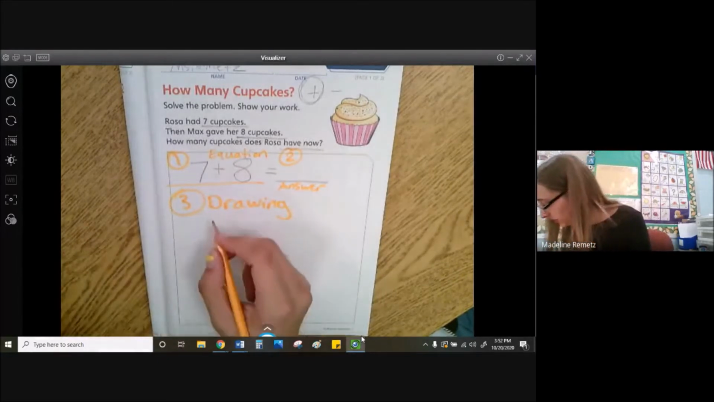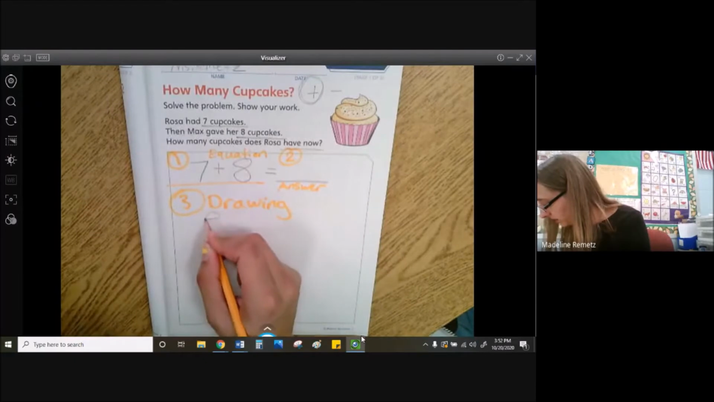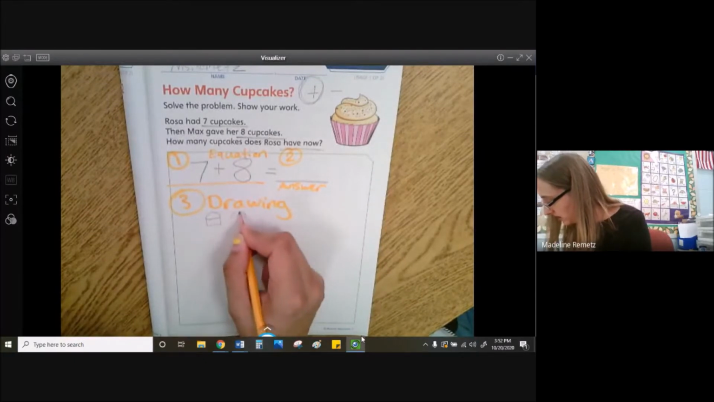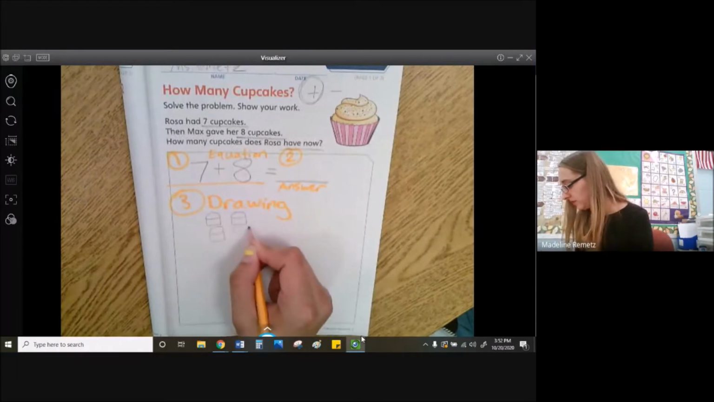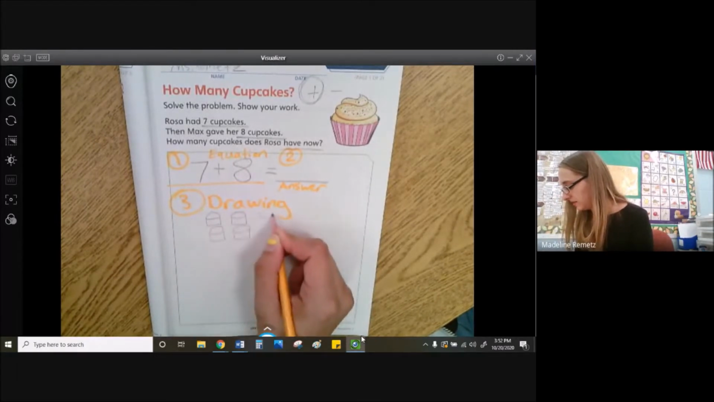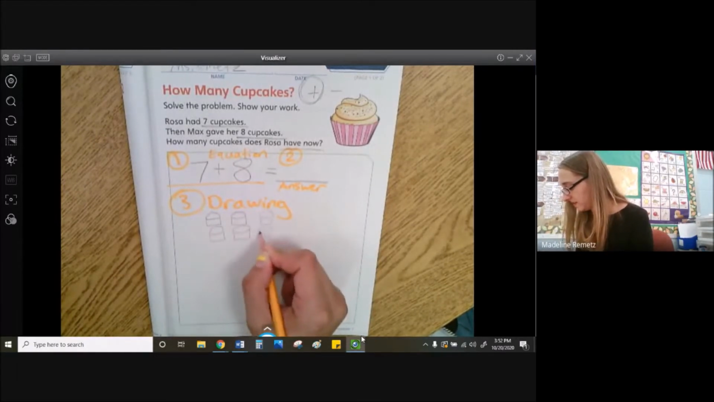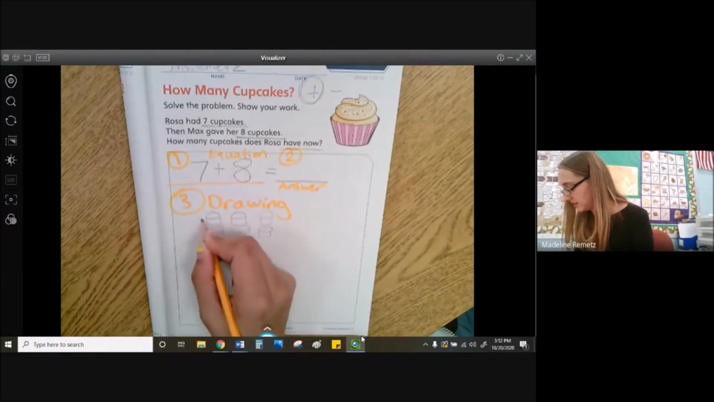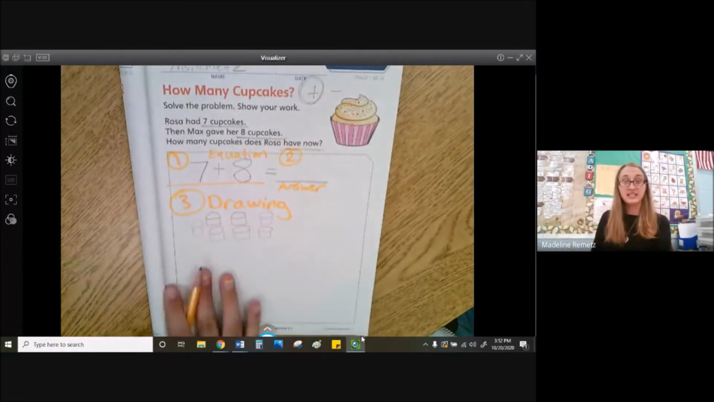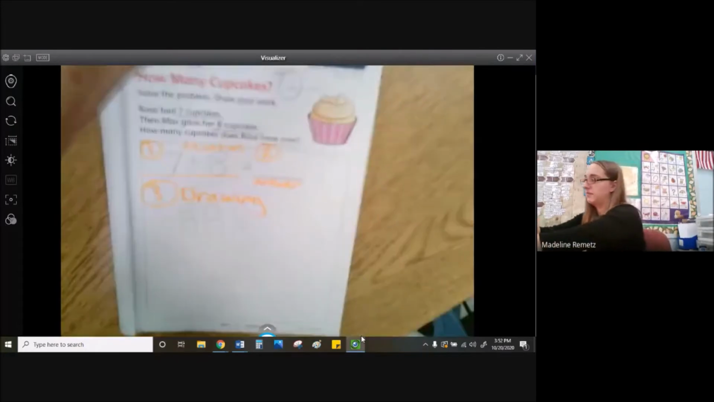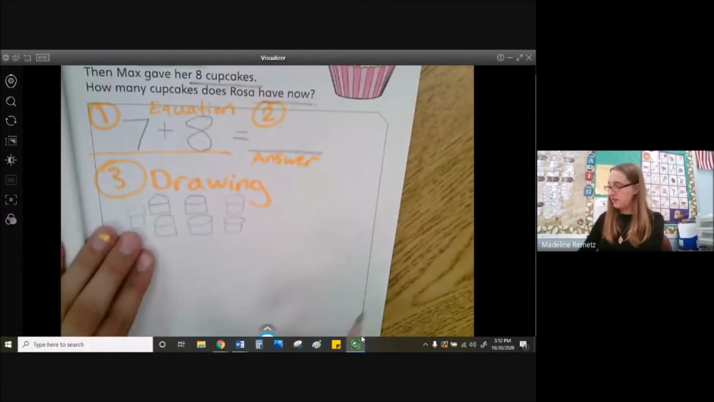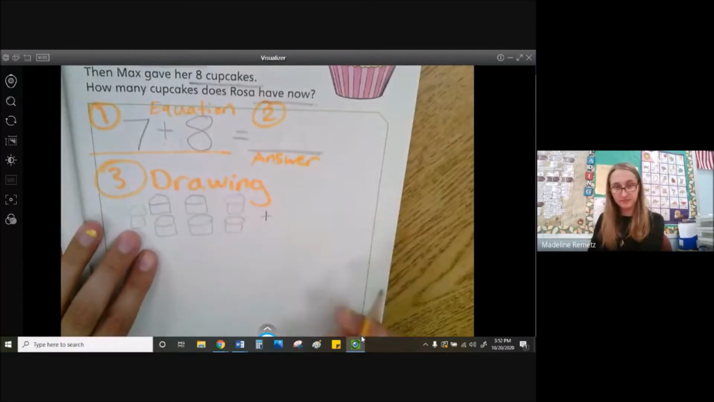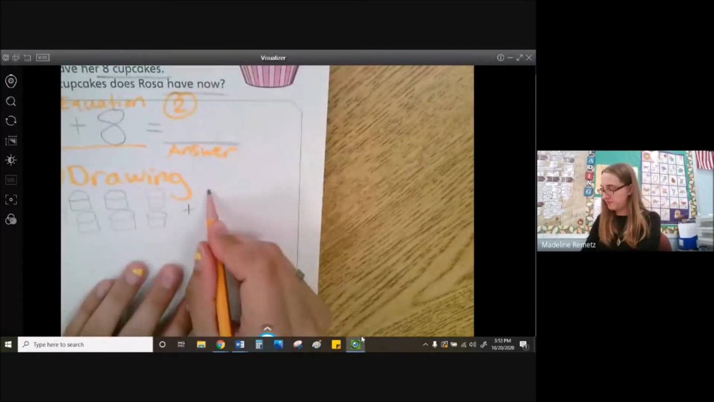I could draw circles, or maybe I could draw little cupcakes. So 1, 2, 3, 4, 5, 6, 7. So I had 7 cupcakes. This is one way you can draw your answer. You draw what you have, and then you do a plus sign and draw what you got.